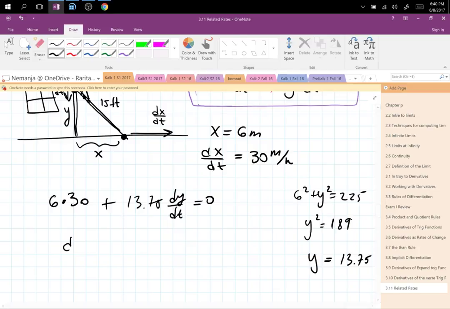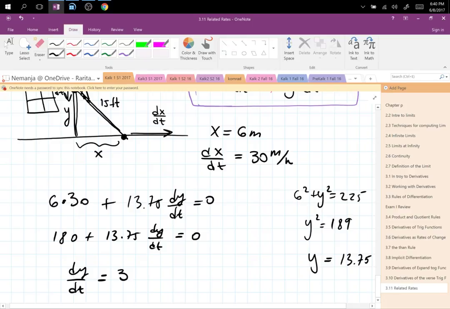So this is equal to 180 plus 13.75 dy dt equals 0. So how much is dy dt? 180 divided by 13.75? I got 13.09. Whatever, okay. Yeah, 13.1 is fine. Say meters per second. So that's the speed of the guy on the ladder going down if you kick the bottom.